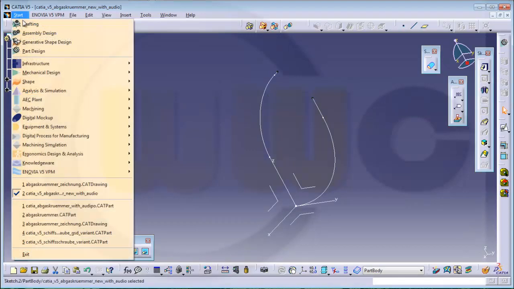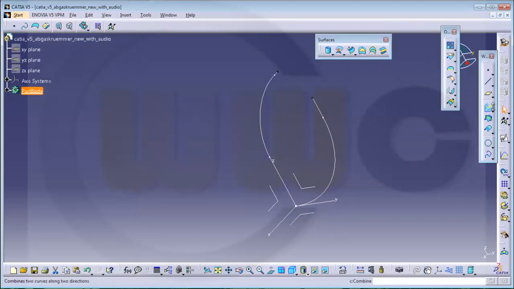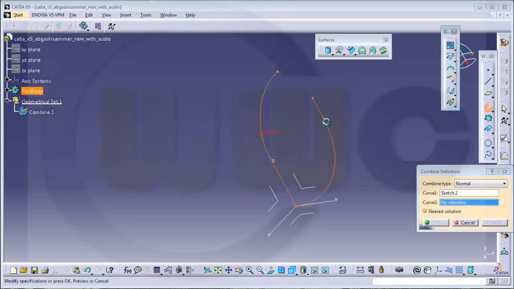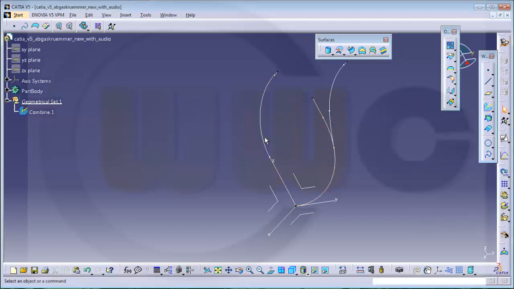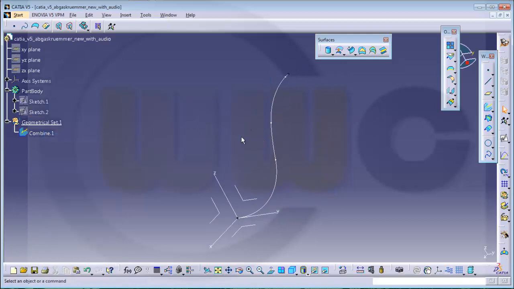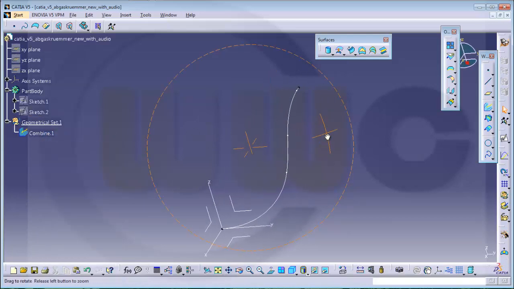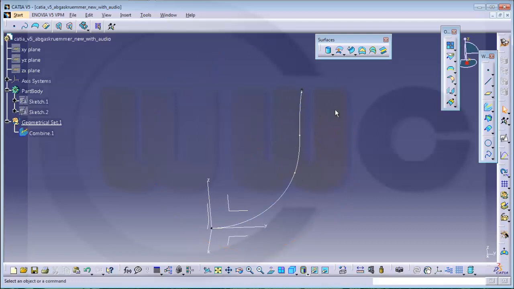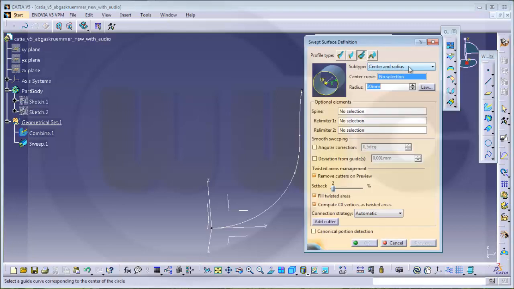Therefore I switch to generative shape design, and there is in this toolbar combine, and I want to combine this one with that one, and okay. I could hide these two sketches, and that's the center curve I need for my circular sweep. So I go for a sweep. It's one with center and radius. Center curve should be this one.